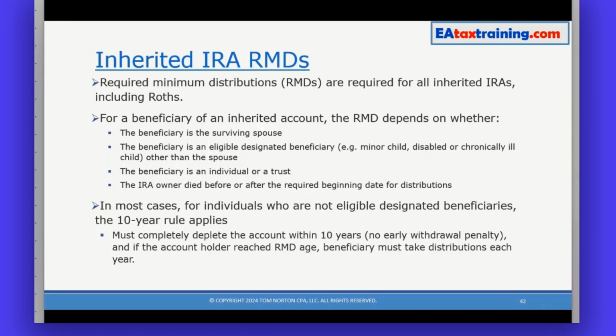You've got a beneficiary who is a spouse, and the IRA owner died before they were required to take RMDs. You've got a spouse and the IRA owner died after, or you've got an eligible designated beneficiary before or after, or the beneficiary was a trust instead of an individual. You've got lots of different combinations. We are not going to go over all of those because you would spend a tremendous amount of time trying to remember every little subtle difference between these, and there are subtle differences between them.